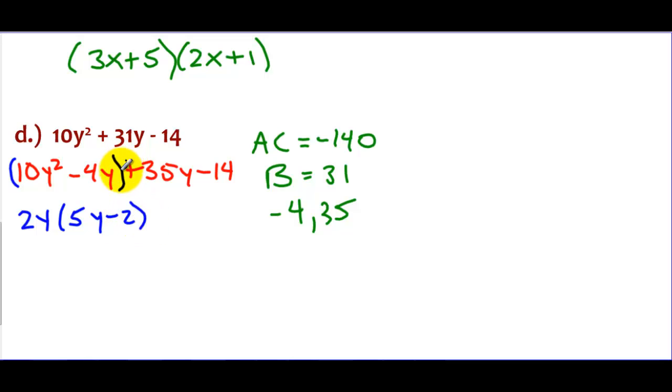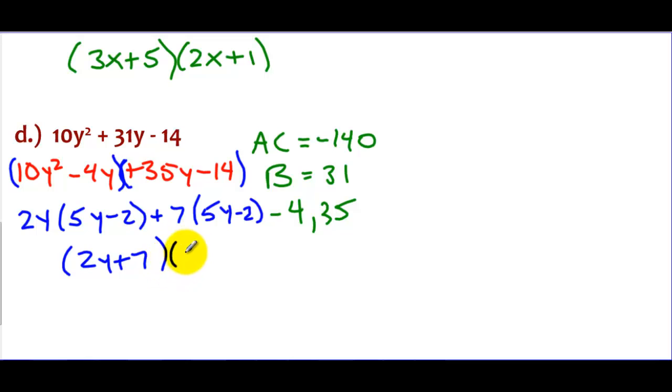Right? Here's my second group. And it looks like 35 and 14 have a 7 in common. So I'm going to say +7. And that also leaves me with a 5y minus 2, which again, that's good. I need that to happen. 5y minus 2 in both parentheses. And now I can regroup. (2y + 7)(5y - 2). These are my two factors.